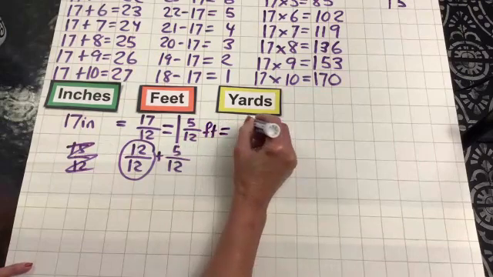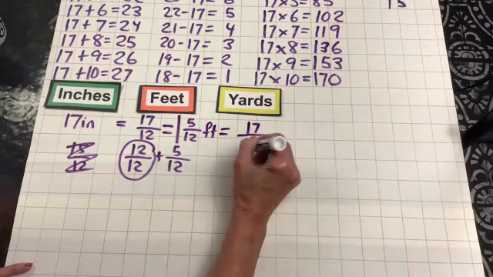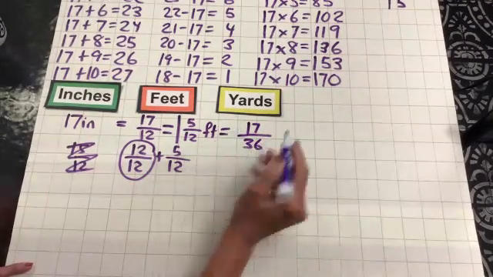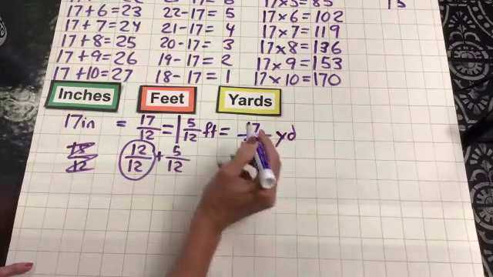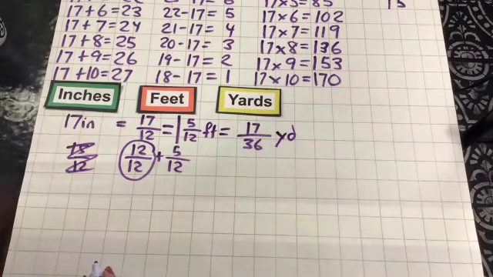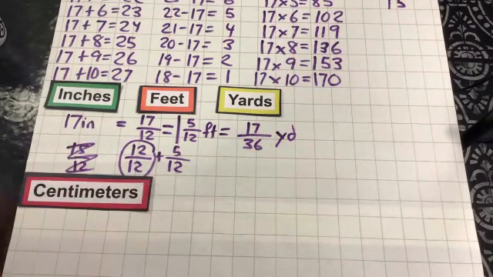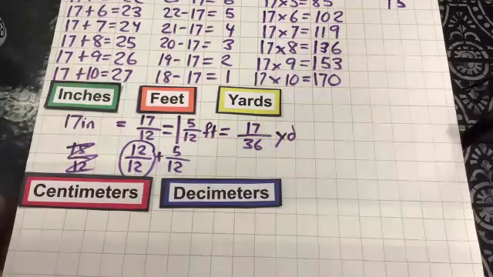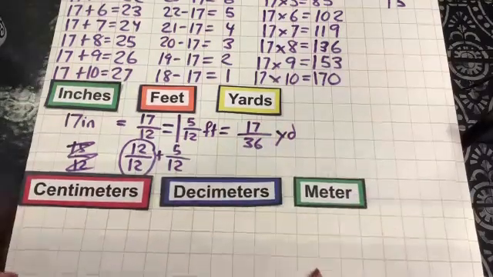And we go on to here and it's 17 over 36. It takes 36 inches to make a yard, we only have 17. So we don't have a whole yard. We have 17/36 of a yard. Let's go on to metric. Centimeters, decimeters, and meters. All right.